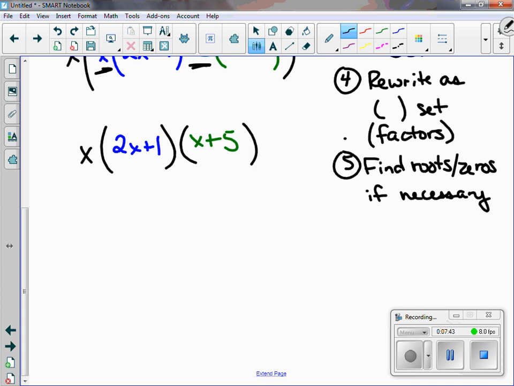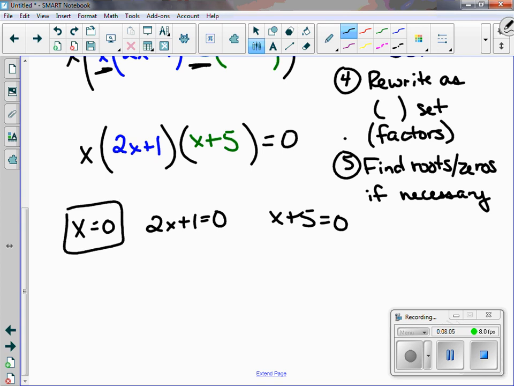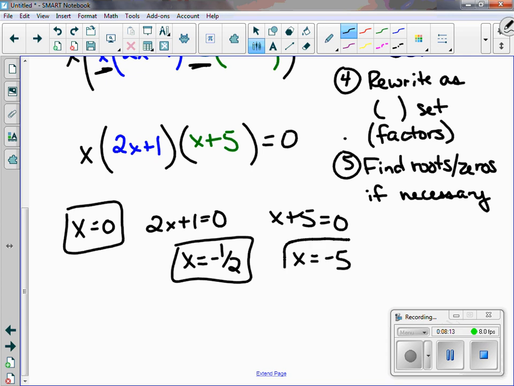So just as a double check here. So we set to equal to 0. So we've got x equals 0, 2x plus 1 equals 0, and x plus 5 equals 0. This is why you can't get rid of that x on the outside. There are three roots to this. There are three zeros, and that's why that x has to stay there that whole time. So I've got one of my answers as a 0 or a root. Over here, I've got x equals negative a half. And on the far right, I've got x equals negative 5.